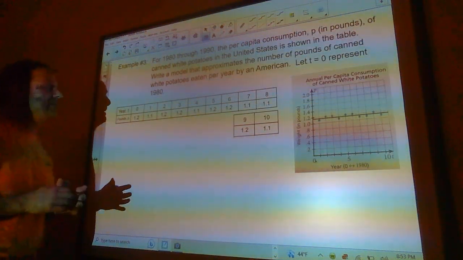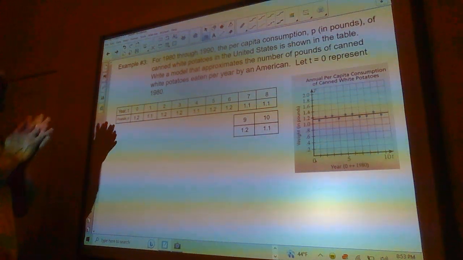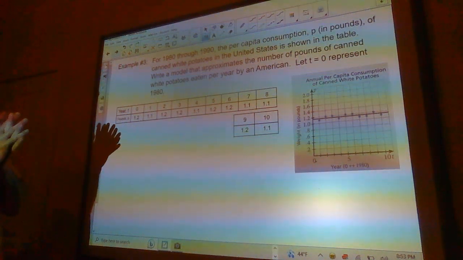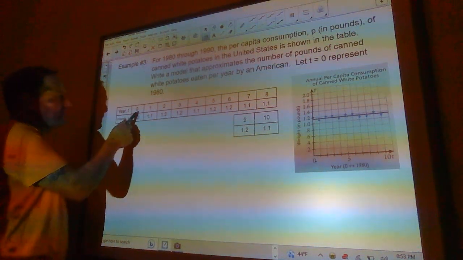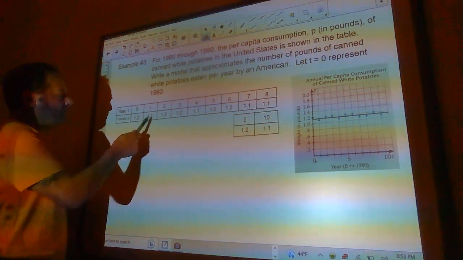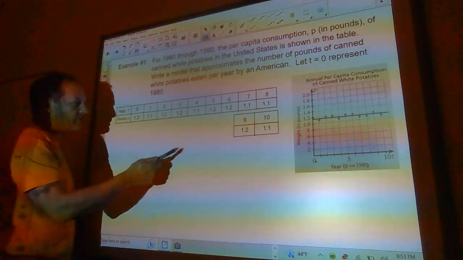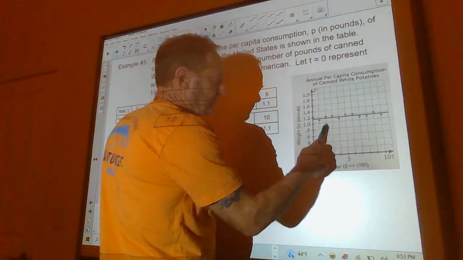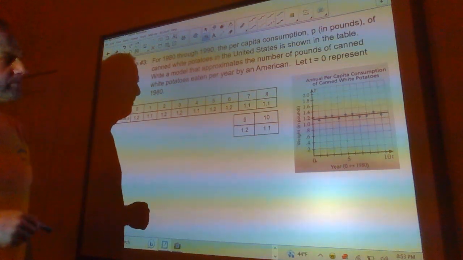For 1980 through 1990, the per capita consumption, P, in pounds of canned white potatoes in the United States is shown in the table. Write a model that approximates the number of pounds of canned white potatoes eaten each year by an American. If you look here, year 0, that'd be 1980, 1.2 pounds. In year 1, 1981, 1.1 pounds. Year 1982, 1.2, 1983, 1.2, and so on. They've graphed all these points, and you can see it's almost a horizontal line.